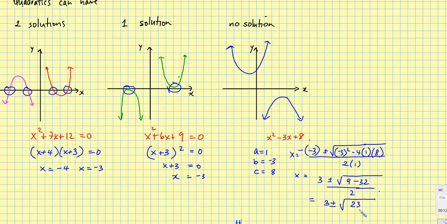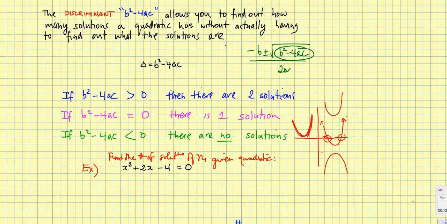negative 23, I believe. Divide negative 23 over 2. I have a negative under the square root. I cannot have a negative under a square root, so that tells me that's a no solution. And a no solution, therefore, in this case means that there are no x-intercepts, and that the parabola never crosses the x-axis. All right, moving on to the next part.